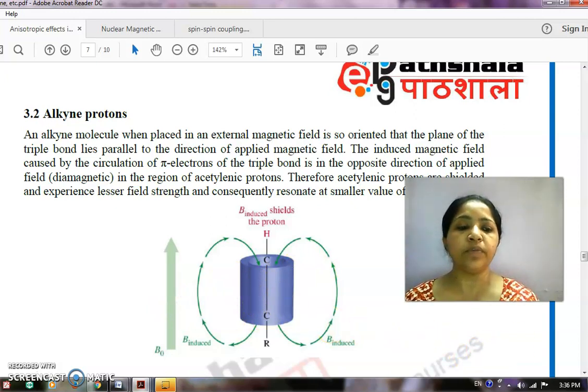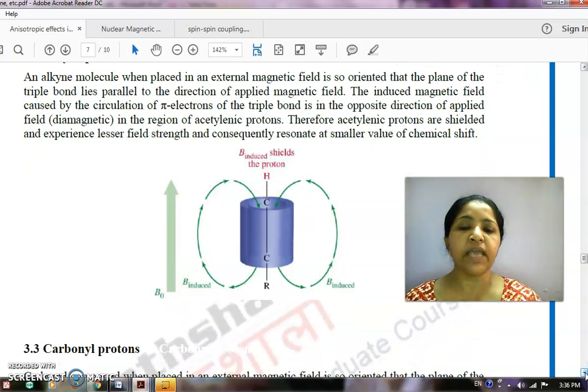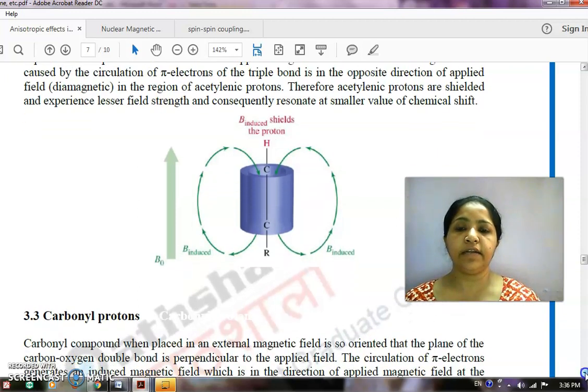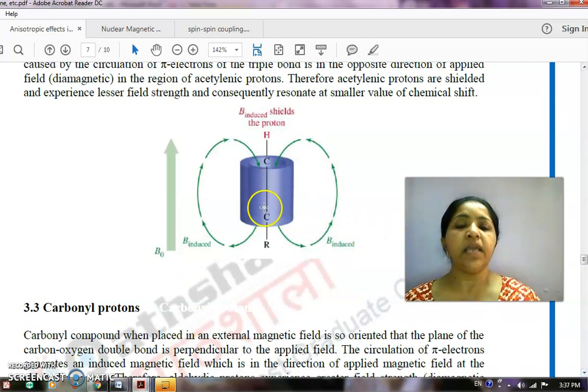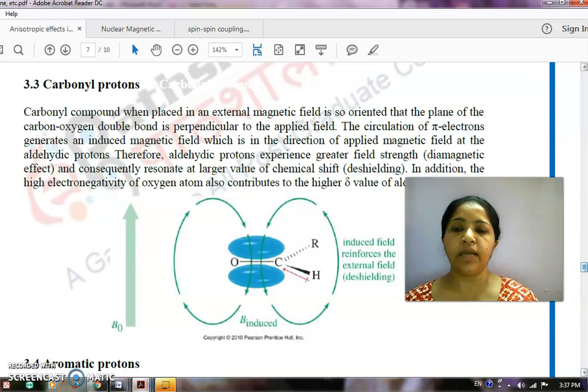So since it is in opposite direction, it requires more magnetic field to resonate, and therefore it has a smaller delta value. So here you can understand, even though it is sp hybridized and has more electronegativity, it is not de-shielded. It is rather shielded. So that is what is anisotropy. And let us see what is the next topic, carbonyl compounds.